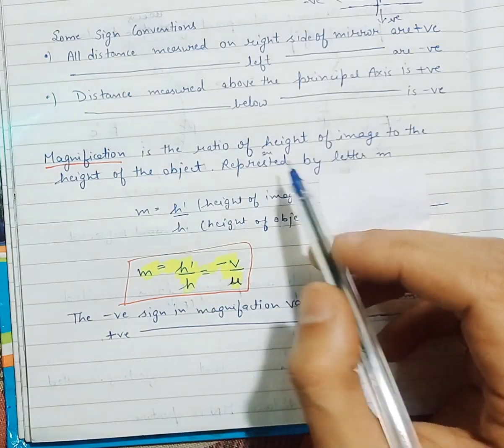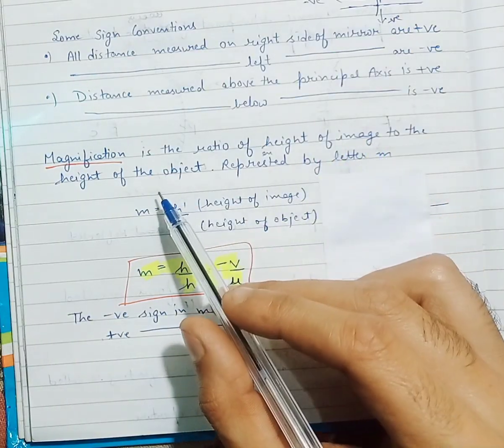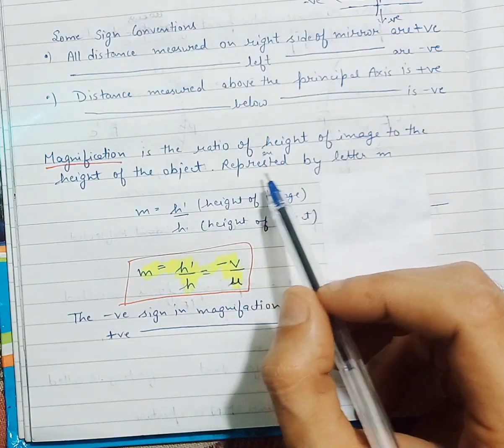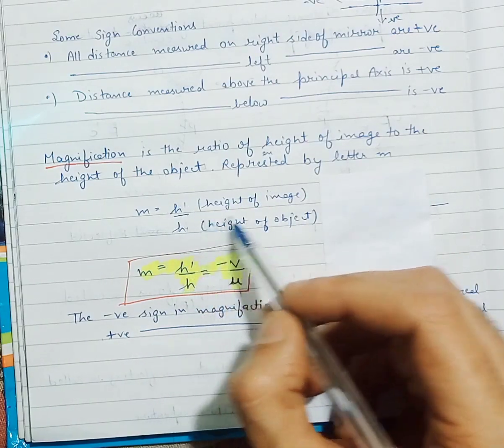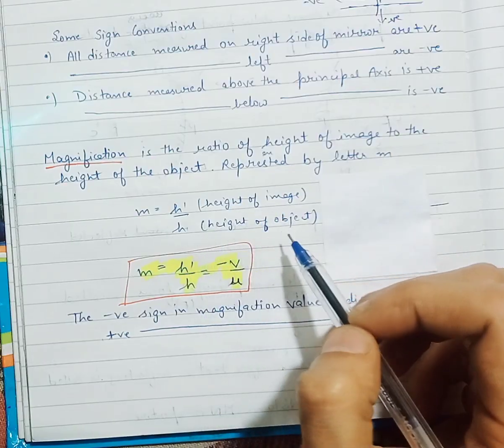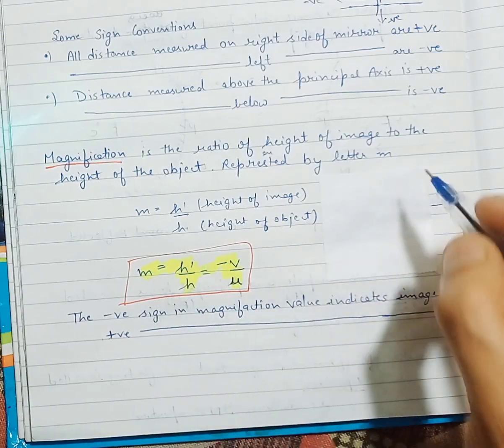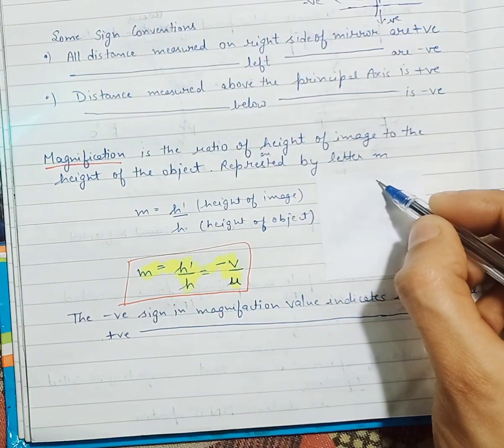Magnification is the ratio of height of image to the height of object, represented by the letter m, such that m equals h dash upon h, where h dash is the height of image and h is the height of object. So let's draw a diagram.